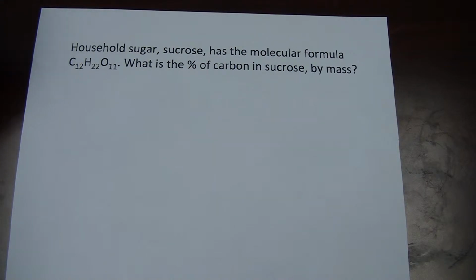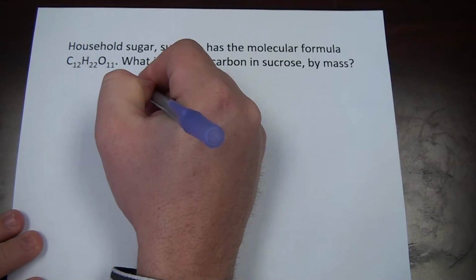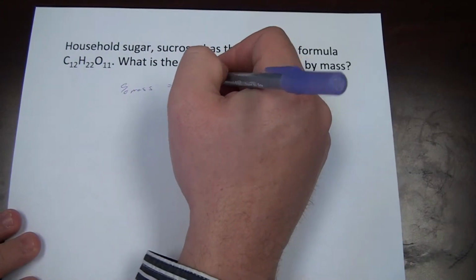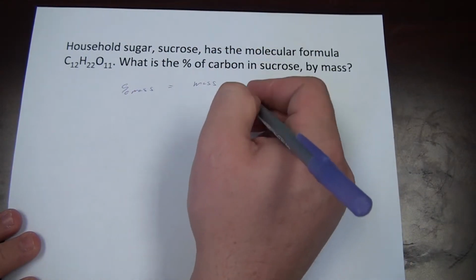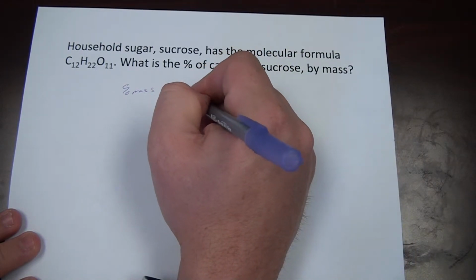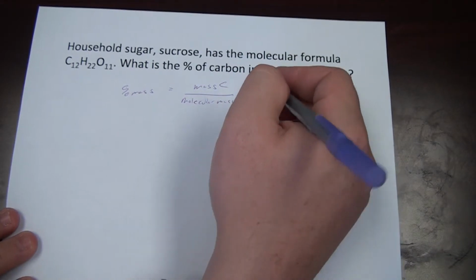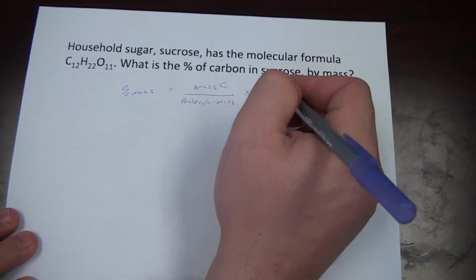Household sugar, or sucrose, has a molecular formula of C12H22O11. What is the percent of carbon in sucrose by mass? For this one, remember that the percent by mass is equal to the mass of whatever we're talking about, in this case carbon, divided by the total, or the molecular mass. And then to make it a percent, we multiply that by 100.